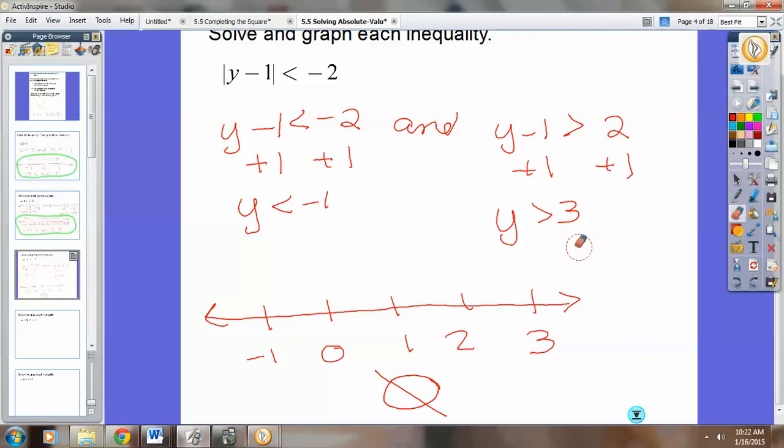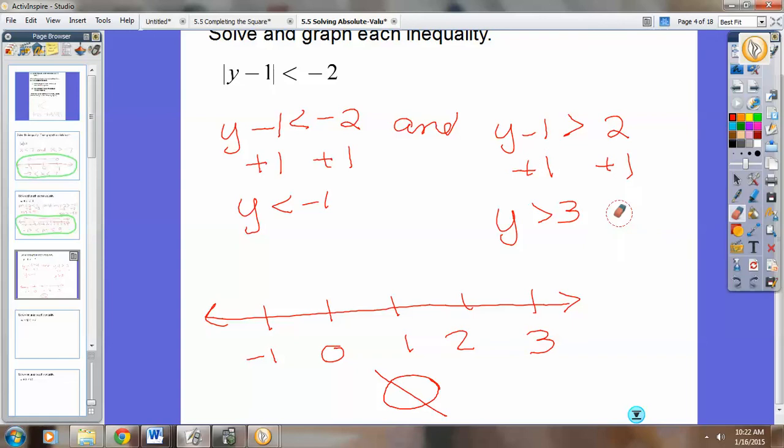You need to erase the lines that you drew. Uh-oh. Your graph should be empty. There are no solutions. Didn't we just state that? Okay, so don't put anything on your number line. If you put something on your number line, that's stating that the solutions are here. If there aren't any solutions, you should have a blank number line.